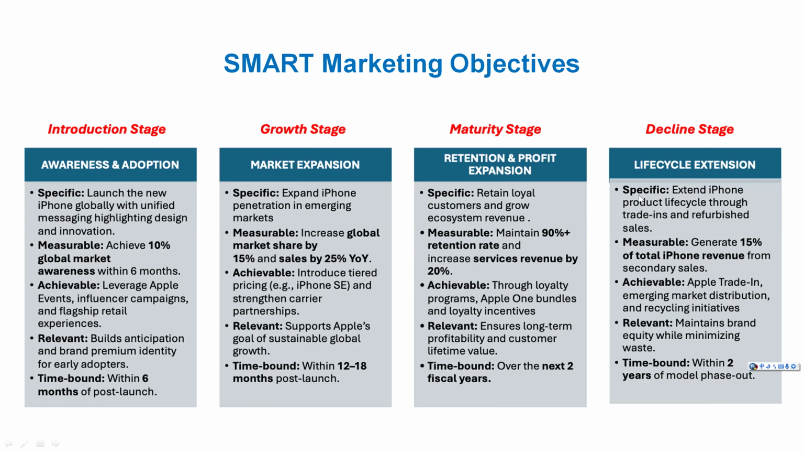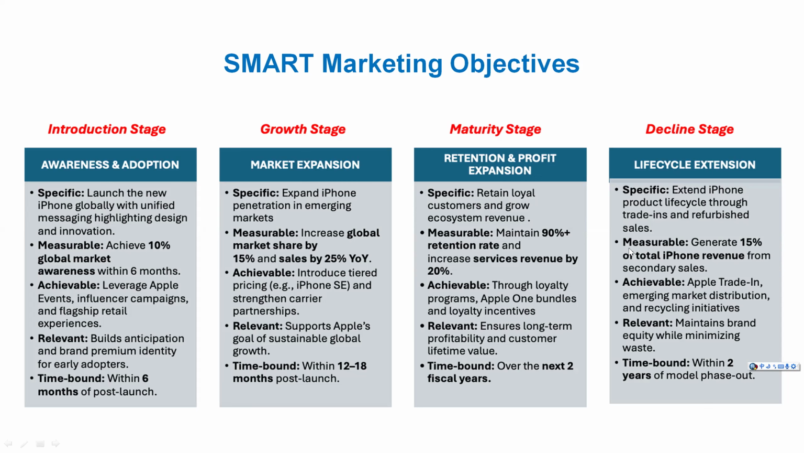The second one would be the growth stage. Here, the strategy shifts to market expansion. Apple typically aims to increase its market share by 15% and year-over-year sales by over 25%, supported by smart pricing strategies like the iPhone SE model and through carrier partnerships with T-Mobile, Verizon, and other brands that can make the product more accessible to the market, especially in emerging markets.